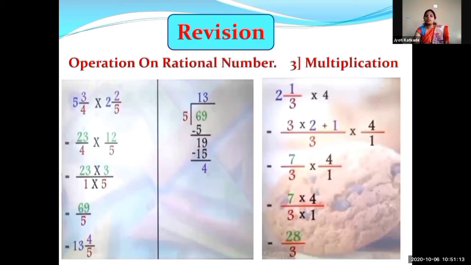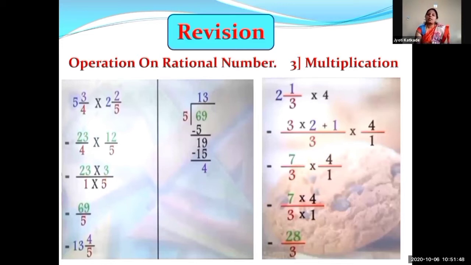First of all, convert it into an improper fraction. 2 3s are 6 plus 1, 7 upon 3 into 4 upon 1. Now multiply numerator with numerator, that is 7 into 4, divided by 3 into 1. We get 7 4s are 28 divided by 3 1s are 3. Now our answer is 28 divided by 3.